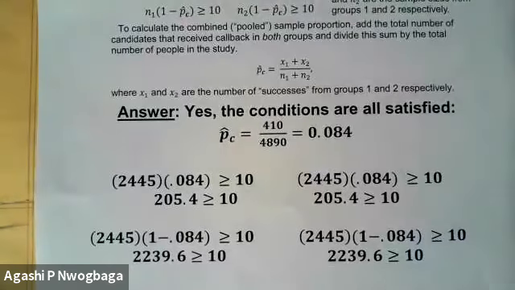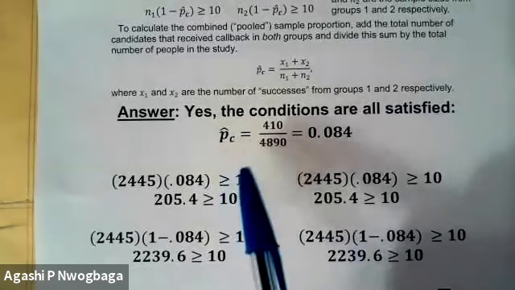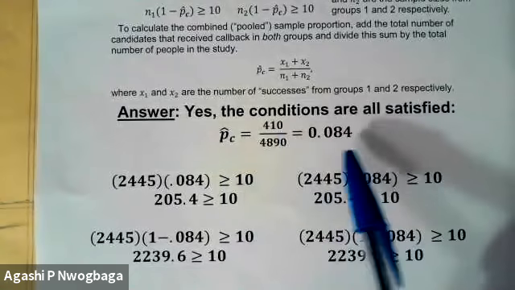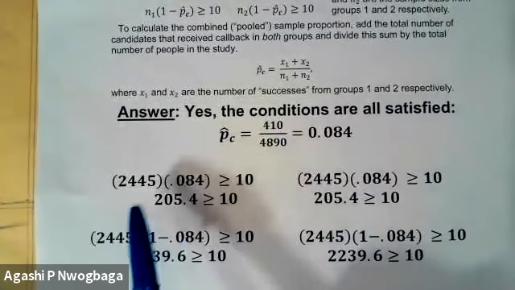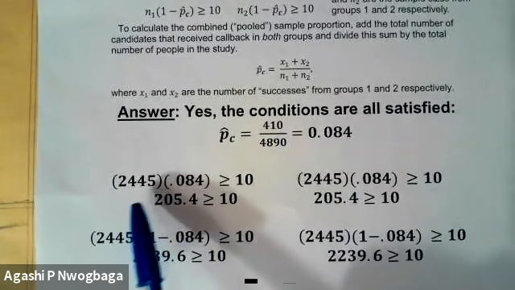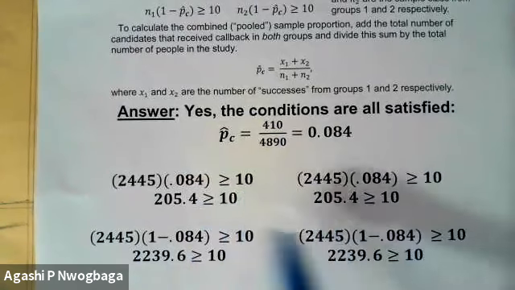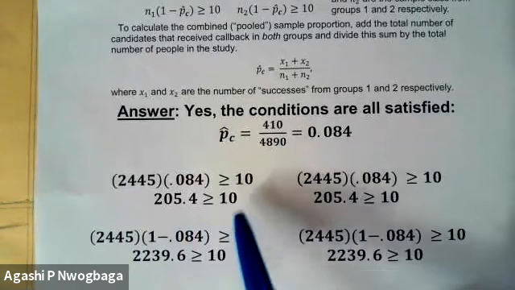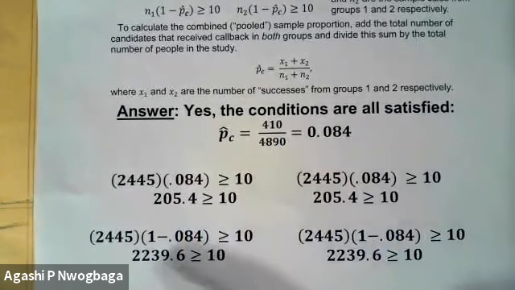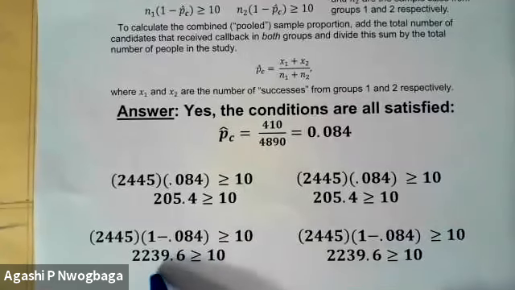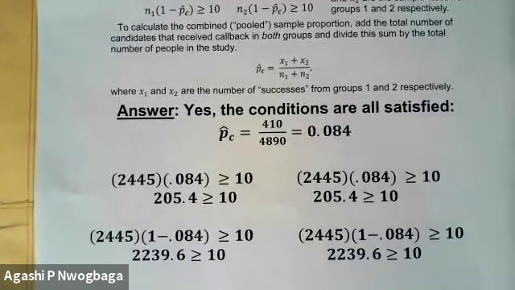And we confirm that these conditions are satisfied. We can see that PC, which is 410 divided by the sum of the two total sizes, is 0.081. When we multiply by the sample size N1, remember N1 and N2 are the same, we get a number bigger than 10. We get 205.4, which is definitely bigger than 10. And when we multiply by 1 minus PC, we get thousands, so it's definitely bigger than 10. So in both conditions, everything is satisfied.